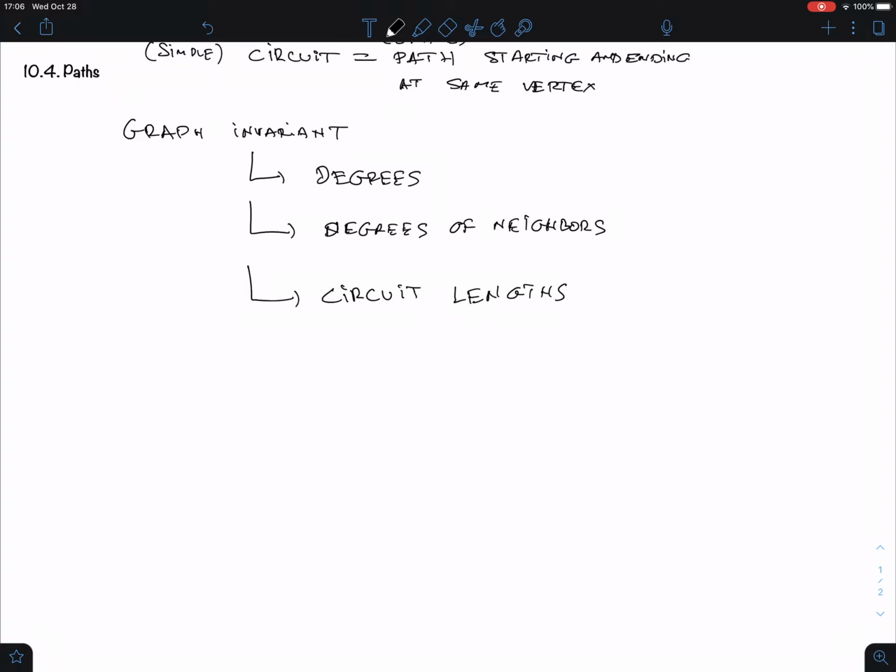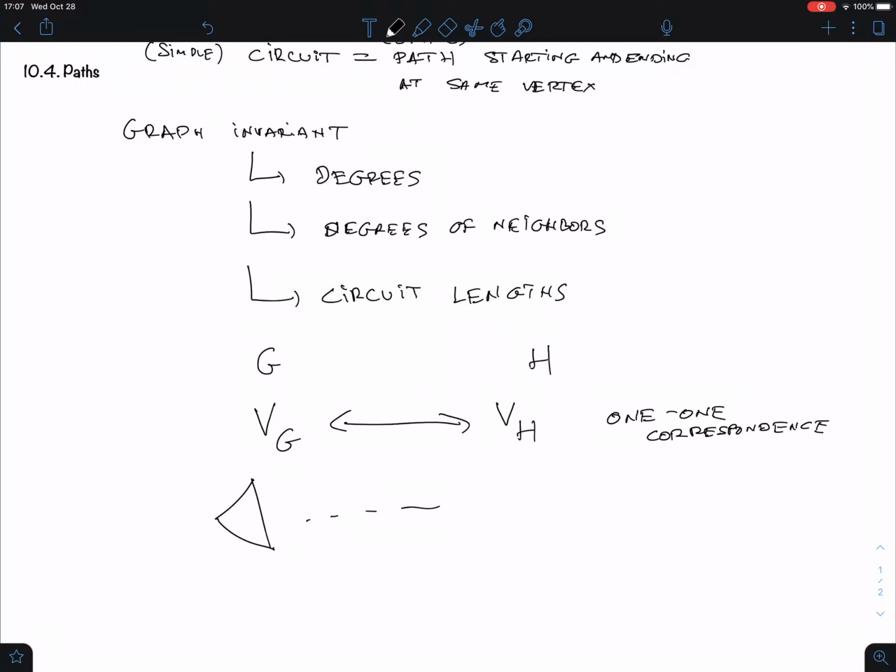remember, what is a graph isomorphism? If you have graphs G and H, they have vertices, right? An isomorphism is a 1-1 correspondence, a bijection, if you want, from the terminology that you learned in Discrete Math 1, between the vertices. In particular, if there's a path of length 3 here, these vertices must be mapped to vertices in here, and they must also preserve that path.